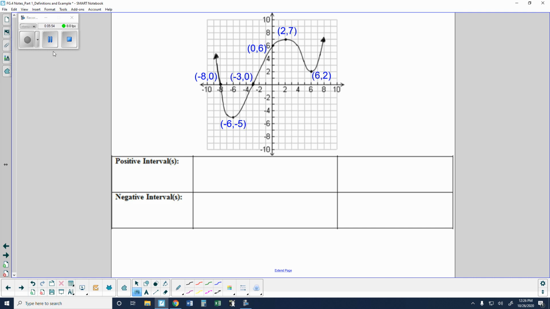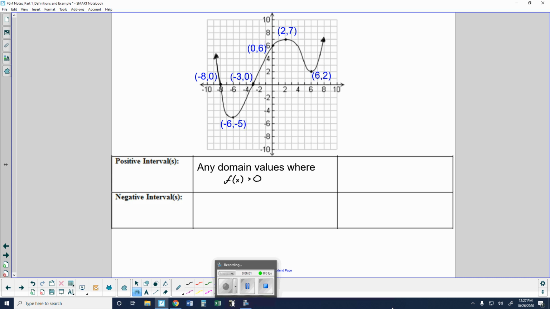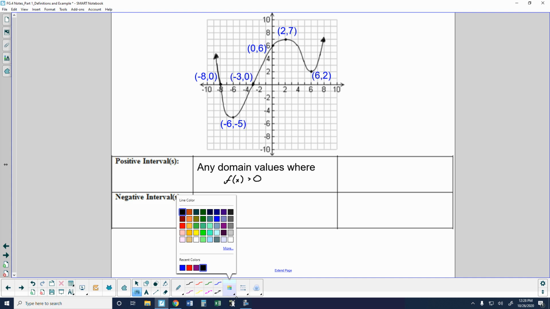Positive and negative intervals may be something that is new to you. Positive intervals and negative intervals take a look at the value of y, or the value of f of x. So a positive interval would be any of the domain values, remember domain are x values, where f of x is greater than 0. So what we're looking for, and we're going to list intervals here, are intervals where the y value, or f of x, is greater than 0.